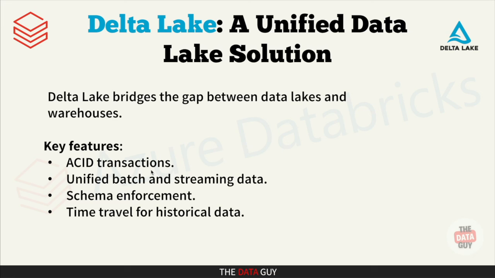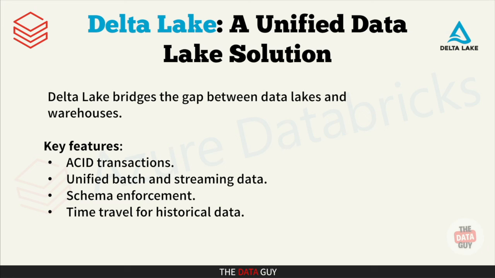Its key features are ACID transactions, which ensure data integrity even during concurrent updates; unified batch and streaming, seamlessly managing real-time and historical data; schema enforcement, which prevents errors with consistent data structures; and time travel, to access historical versions of your data easily. Delta Lake combines the best of both worlds, the scalability and cost efficiency of a data lake with the reliability and structure of a data warehouse. It transforms your data into a trusted, high-performance asset for analytics and AI.